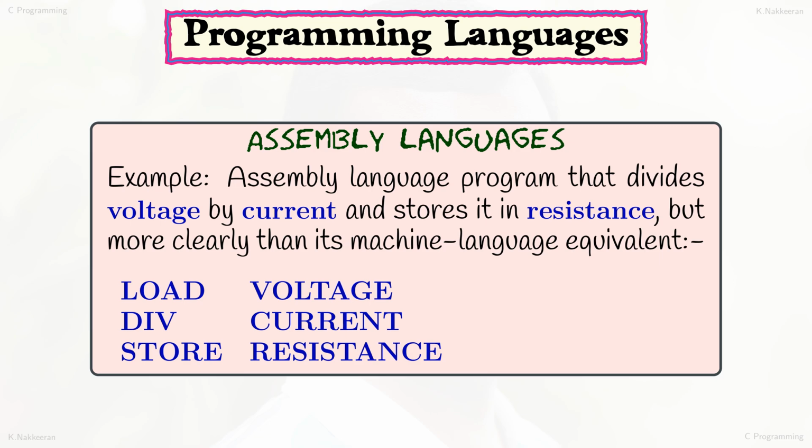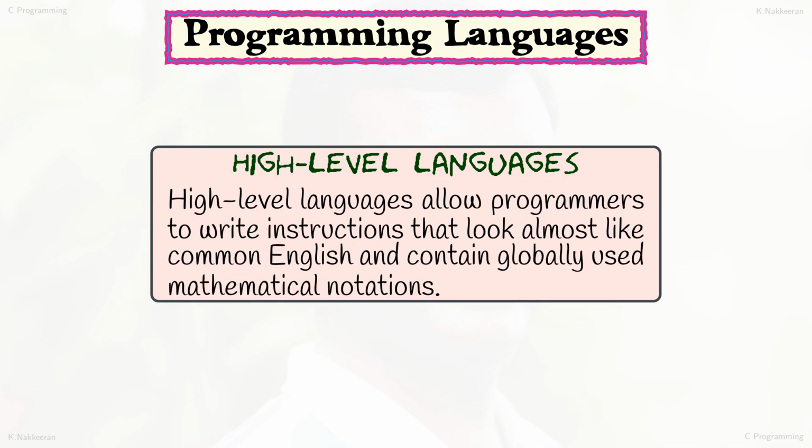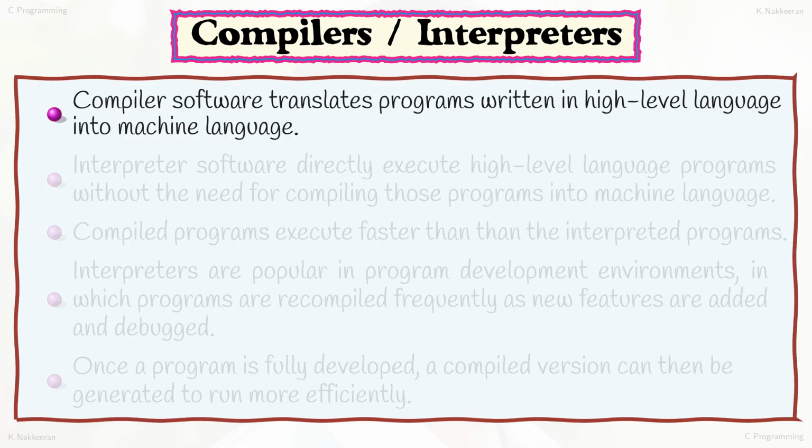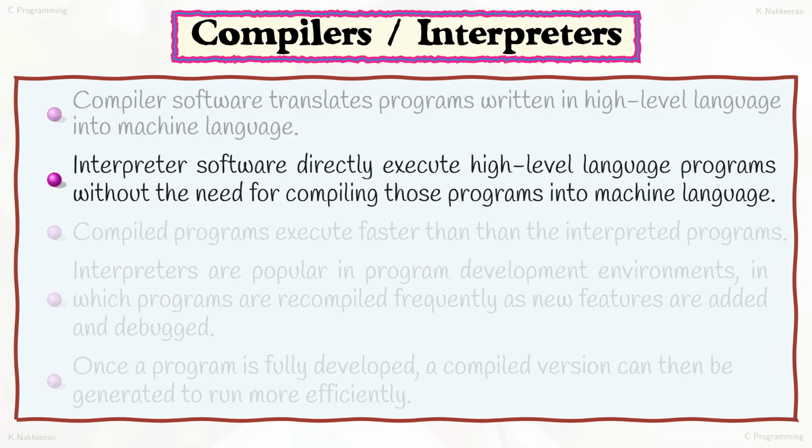High-level languages allow programmers to write instructions that look almost like common English and contain globally used mathematical notations. Example: an Ohm's law program written in a higher-level language might contain a statement such as R equals V/I. Compiler software translates programs written in a higher-level language into machine language. Interpreter software directly executes higher-level language programs without the need for compiling those programs into machine language.